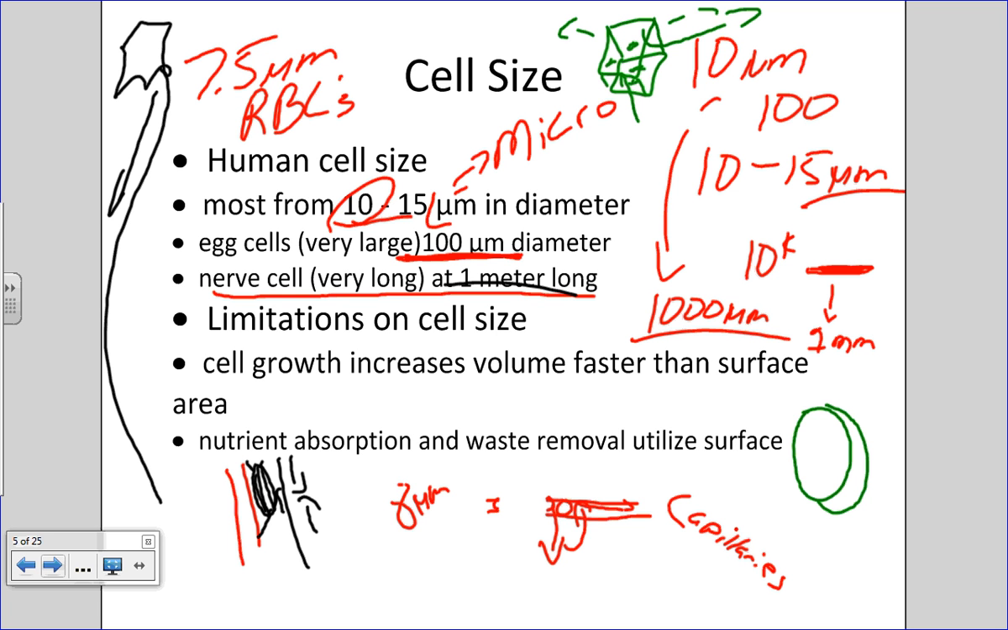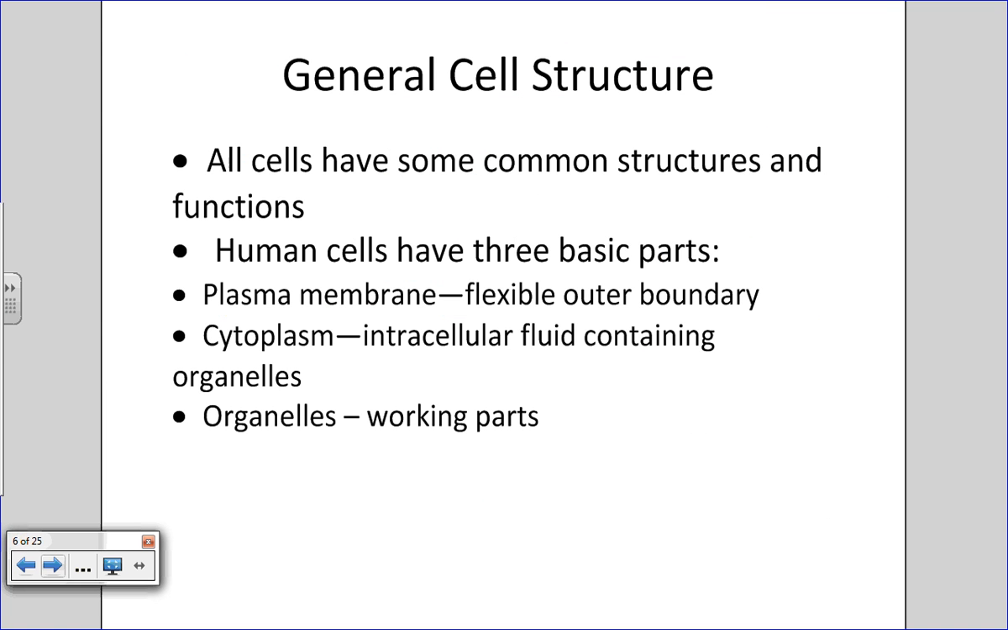So the cell's not going to get the nourishment it needs quickly enough. It's not going to eliminate waste products quickly enough. It's going to die. So that's a big reason why cells need to be so small, and why there's such an abundant amount of them. That's a general discussion about how small cells are and the importance of that. Now let's talk about the general composition of cells.